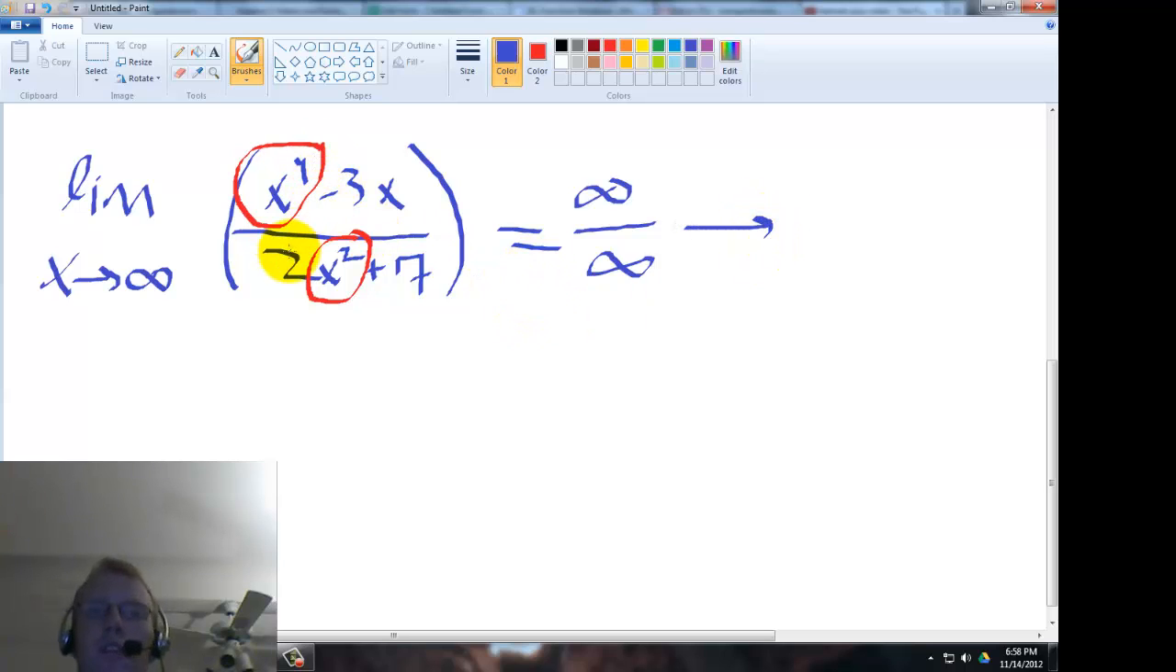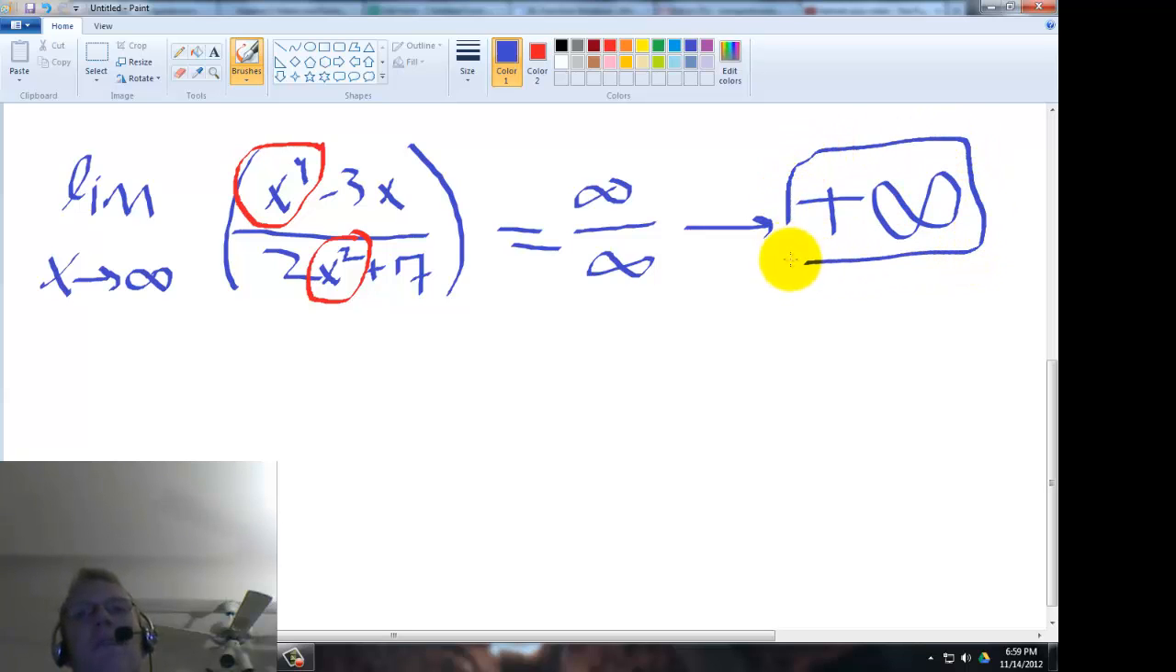So the trick is this idea that the top is getting infinitely bigger to the 4th power, and the bottom is only getting infinitely bigger to the 2nd power, and so the top is still infinitely bigger than the bottom, and so your answer is positive infinity. Positive because this is positive infinity, and this is positive infinity, and a positive divided by a positive is still a positive. Final answer, positive infinity.